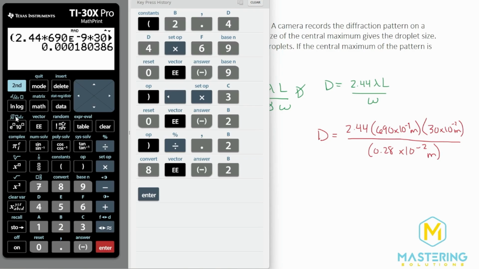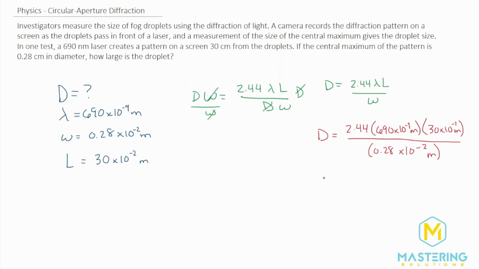So our answer, rounded, is going to be 180. So D for this question is 180 times 10⁻⁶ meters, or 180 microns. And that is the width or the diameter of the fog droplets in this question.